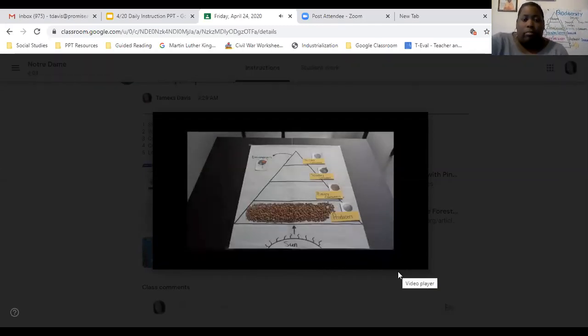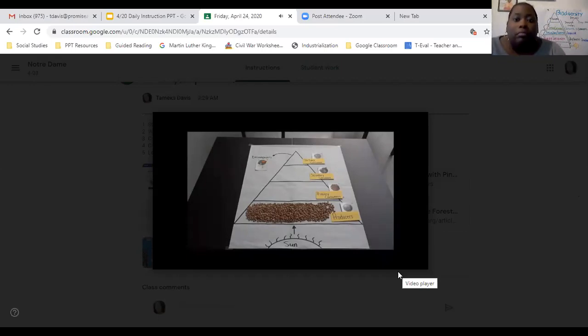1,000 pinto beans to our producer, the bottom level of our energy pyramid, to help us show how energy is transferred from one level to the next at the top. Remember, the pinto beans represent energy. Since the primary consumers eat the producers, they are going to gain energy from the producers. So that means that we have to move beans up to the next level to show the transfer of energy.